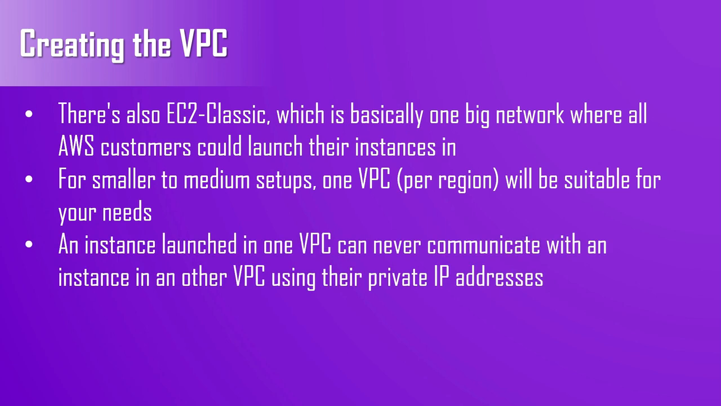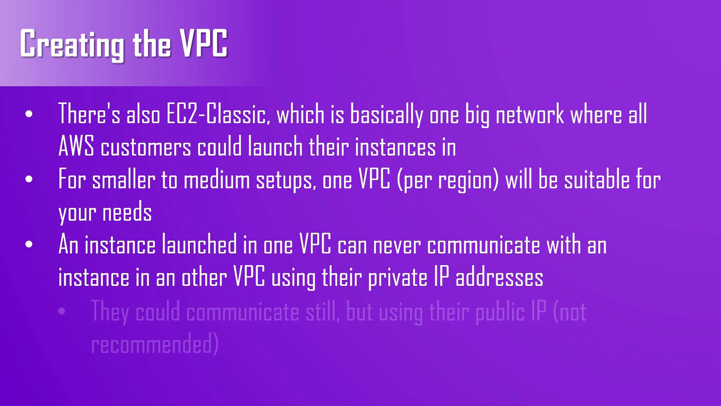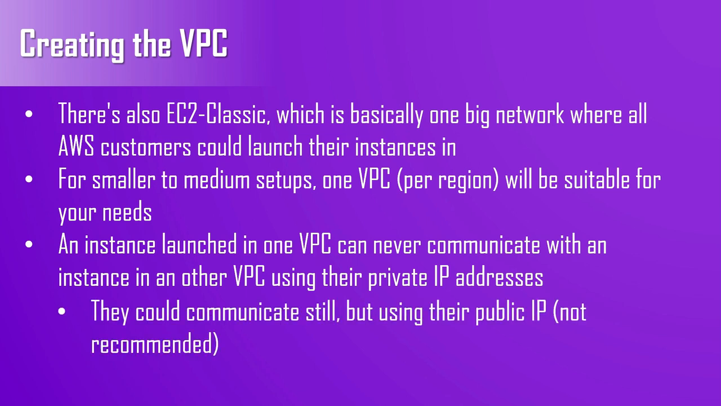An instance launched in one VPC can never communicate with an instance in another VPC using their private IP addresses. So, if you have two instances launched in two different VPCs, then they will never be able to communicate. They could still communicate, but only using their public IP, which is not recommended, because the public IP goes over the internet, and from the internet you can reach everything. So, if those two instances also have public IP addresses, you could still communicate with each other, but that's not really recommended.